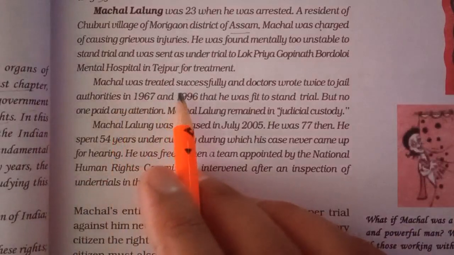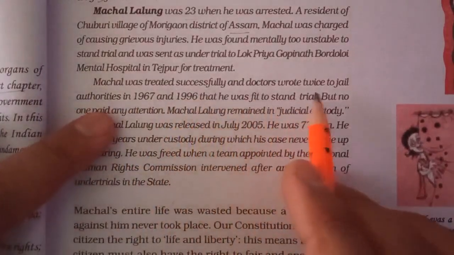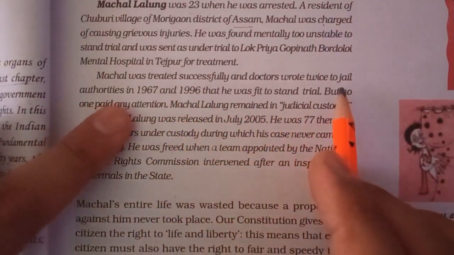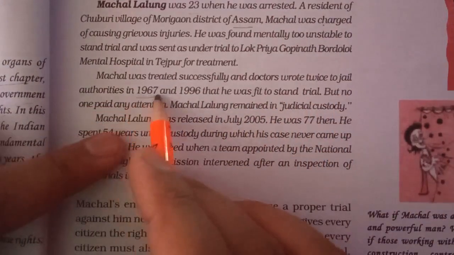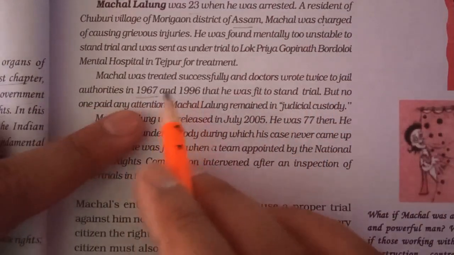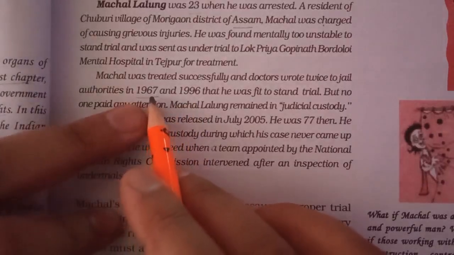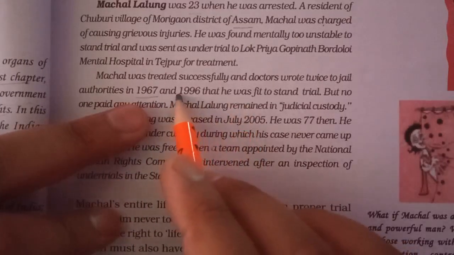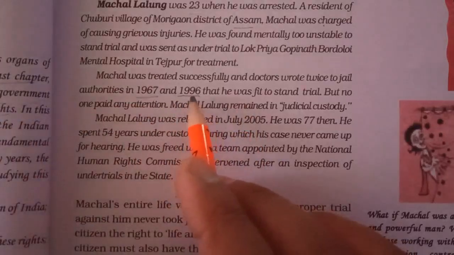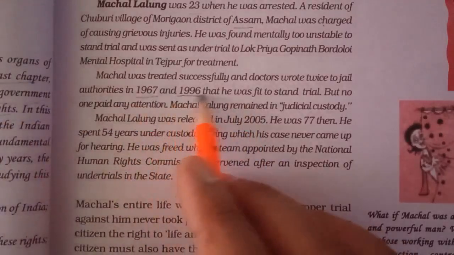Machal was treated successfully, and the doctors wrote twice to the jail, but he was treated properly by 1967. The doctors had informed the jail authorities or the police in 1967, but no action was taken. Then the hospital again informed the police in 1996. You can see how long these years are.